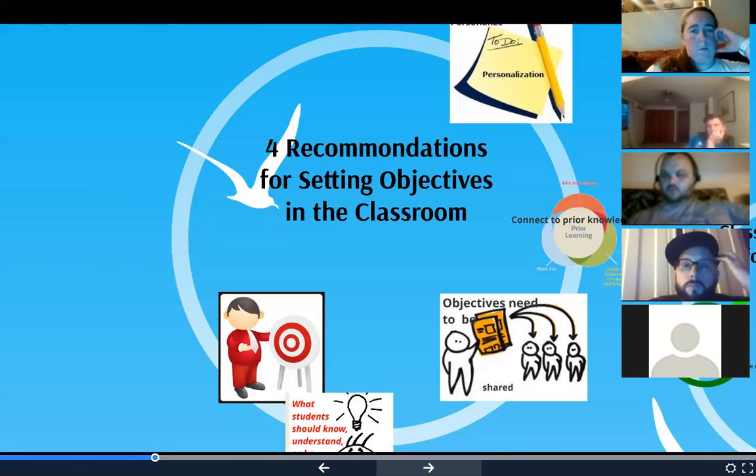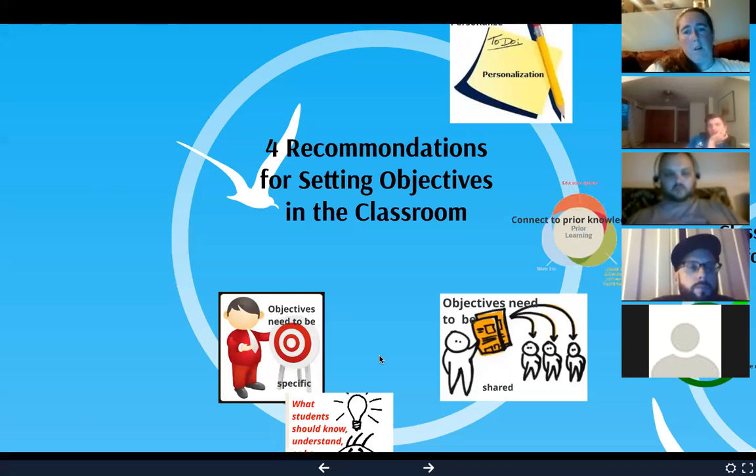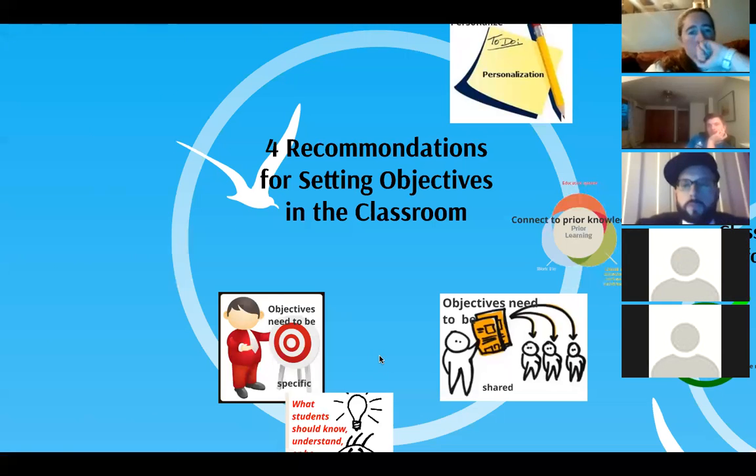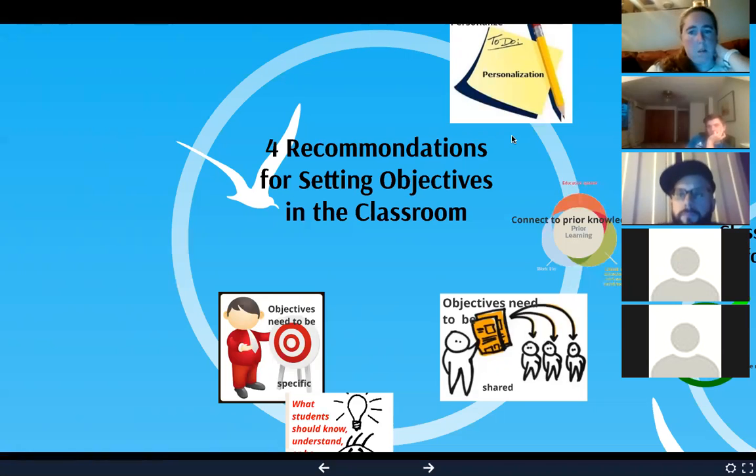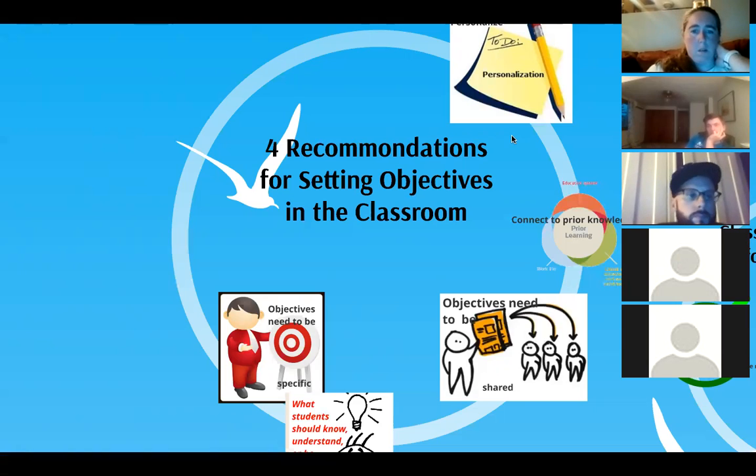Okay, so this is focused a little bit on the classroom, but you can also apply it to any other situation. Whenever you're trying to set objectives within the classroom, you want them to be specific. They should know exactly what they're supposed to be able to do, what they need to know. They need to be shared with the learners, connect to their prior knowledge so that they have some way to bridge what they already know and what they're supposed to know. And if possible, they should be personalized, where they have a personal reason to do that, or you're able to differentiate the learning so that the students can get to the specific place that they need to be.